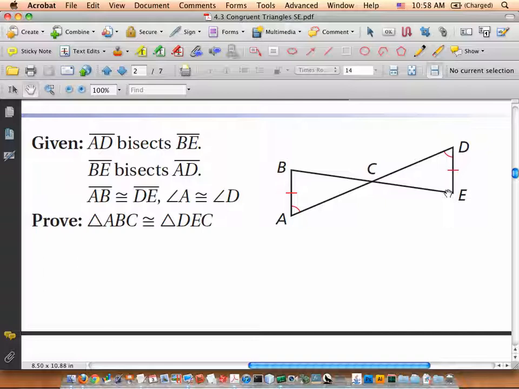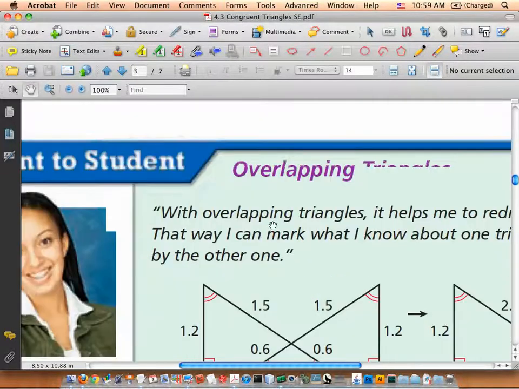Now do we have all the corresponding angles the same? Yeah. So are the two triangles congruent? Yeah, sure are. Good job, Noah.